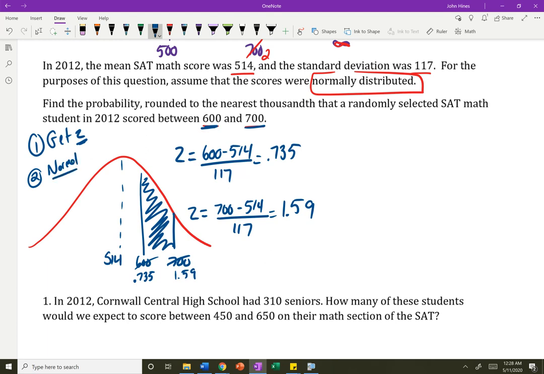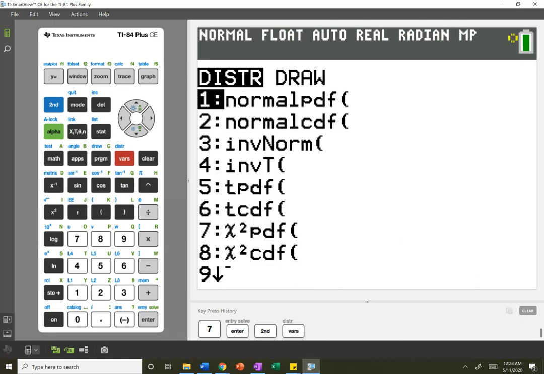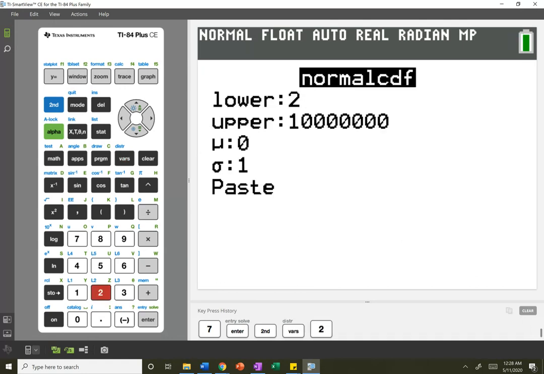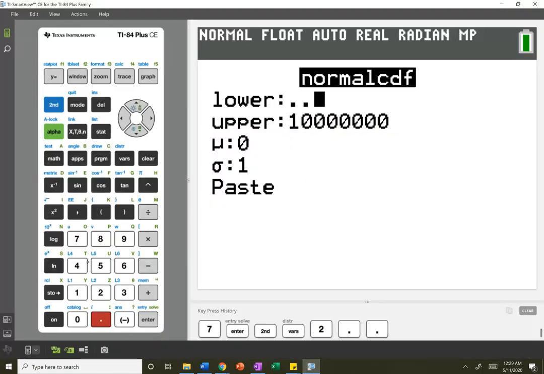Now we do our normal CDF. So I want to know, what is the probability that my z-score is between 0.735 and 1.59? What is the probability that my z-score is between these two numbers? So let's figure that out. Second distributions, normal CDF. How low do I go? 0.735. How high do I go? 1.59.